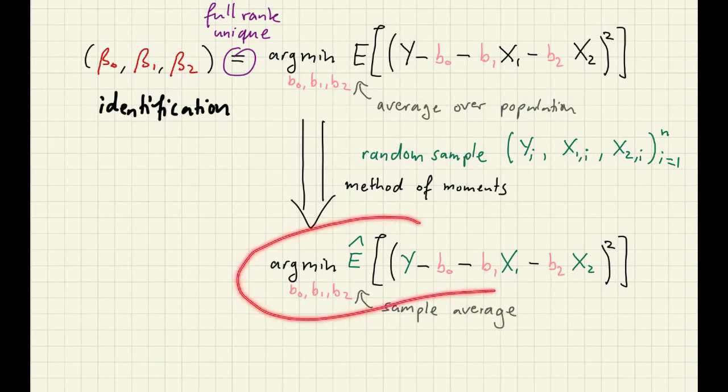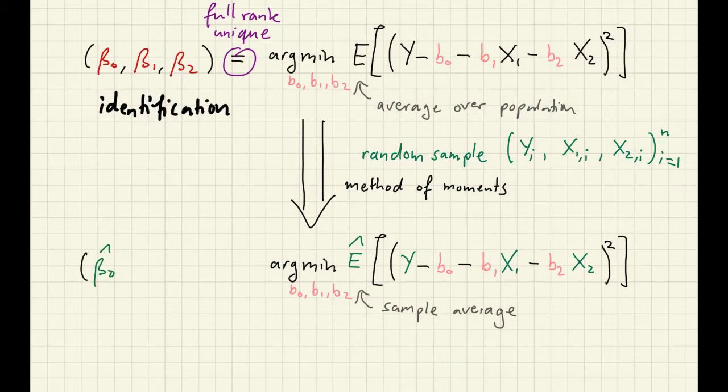By solving this minimization problem for the data that we observe in the sample, we get optimal coefficient values, and we'll call these beta naught hat, beta 1 hat, and beta 2 hat. These beta hats are called the OLS estimator. And OLS is short for ordinary least squares.